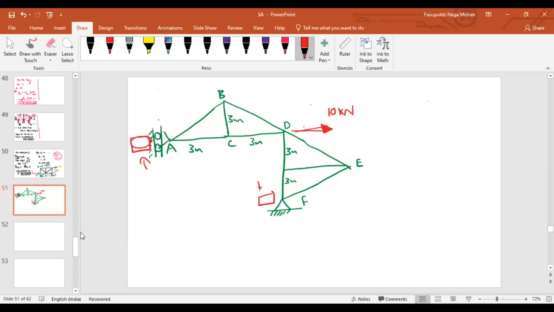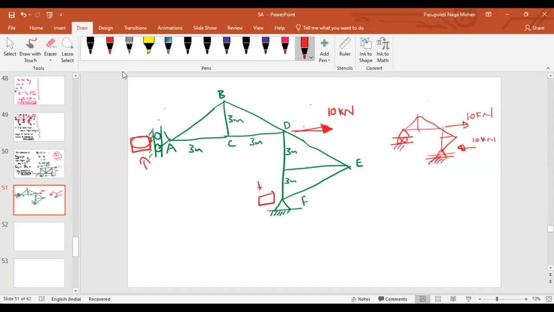Sir, can you say again, please? I'm not audible, sir. So if I tell you my support reaction at A is like this, what is the difference between this case and this case? If there is a force acting like this, 10 kilonewton, it cannot resist on horizontal force because it is vertical. So here it cannot. But what is the horizontal reaction here? Hinged support. Yes, sir. Opposite side direction. Left side, 10, sir.